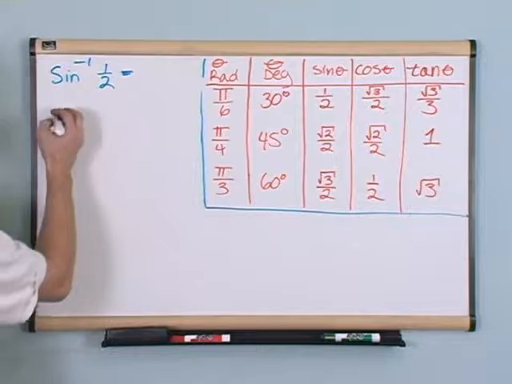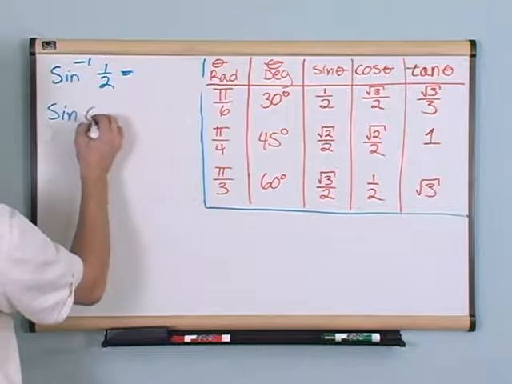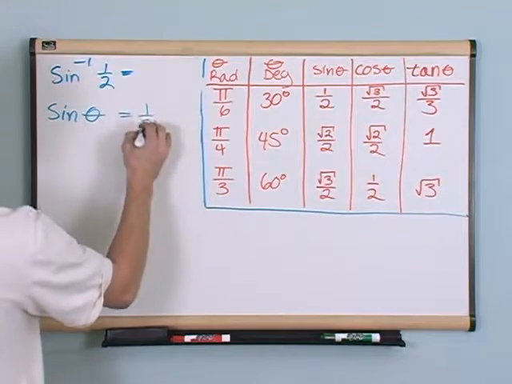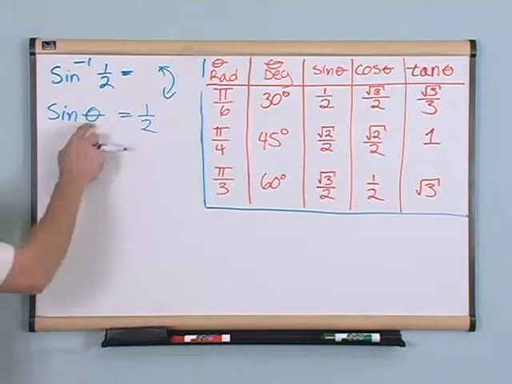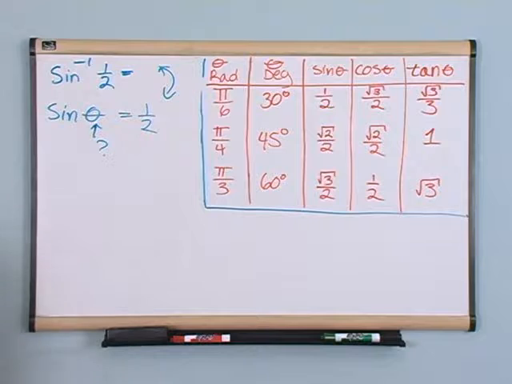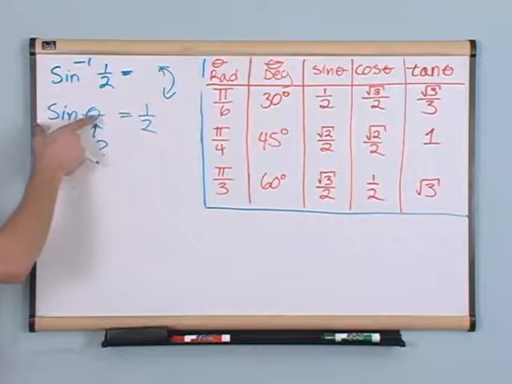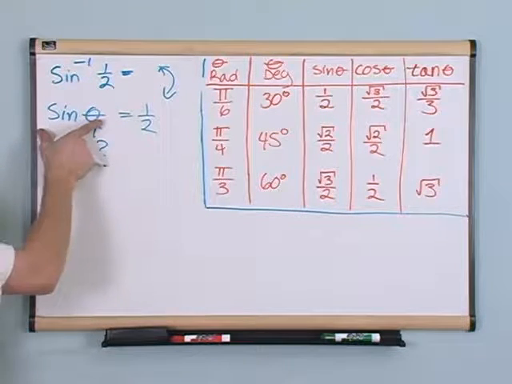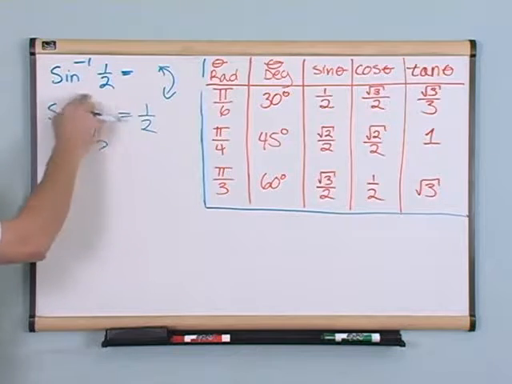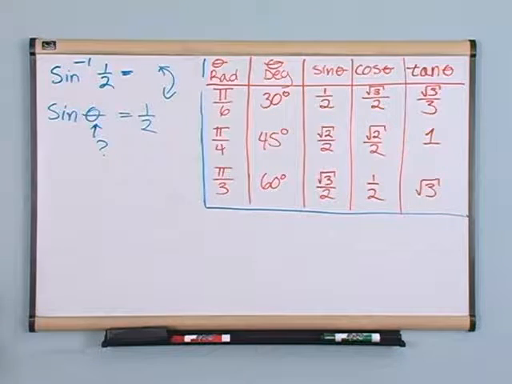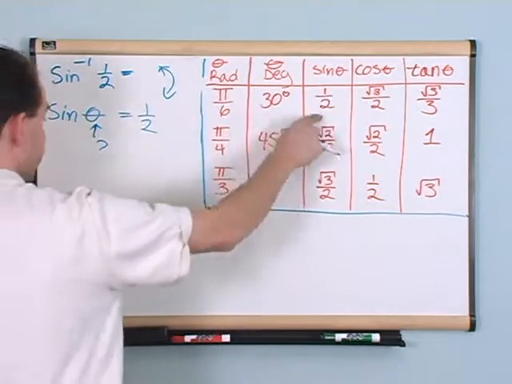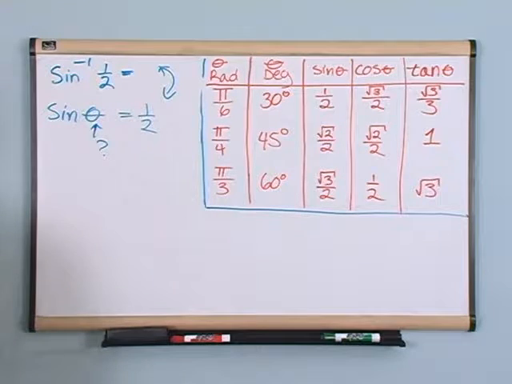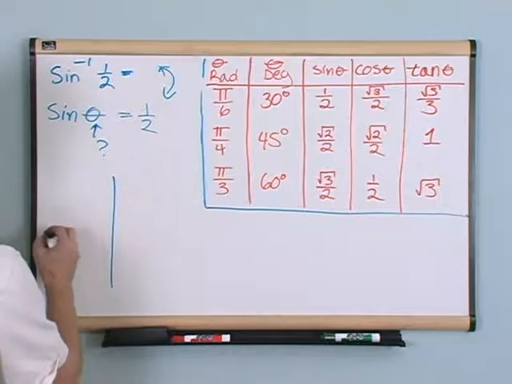What this translates into is sine of some number theta is equal to 1/2. This is what this really means. And what I'm asking you to find is theta. What angle exists such that when I take the sine of it, I get 1/2? That's what inverse sine of 1/2 means. Well, immediately I can look at my chart and see sine of pi over 6 is 1/2, right? That makes total sense.